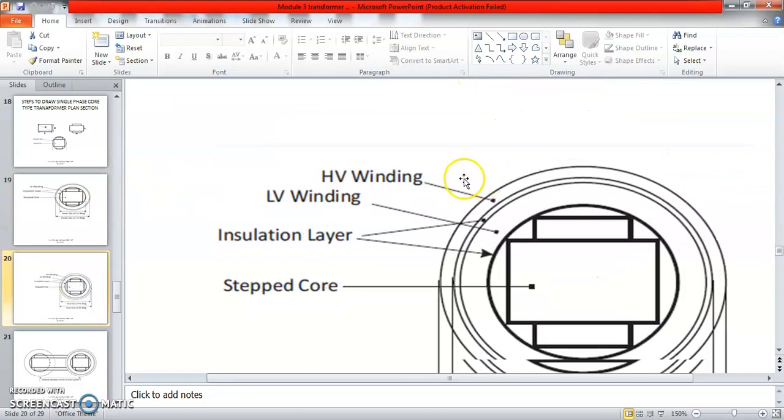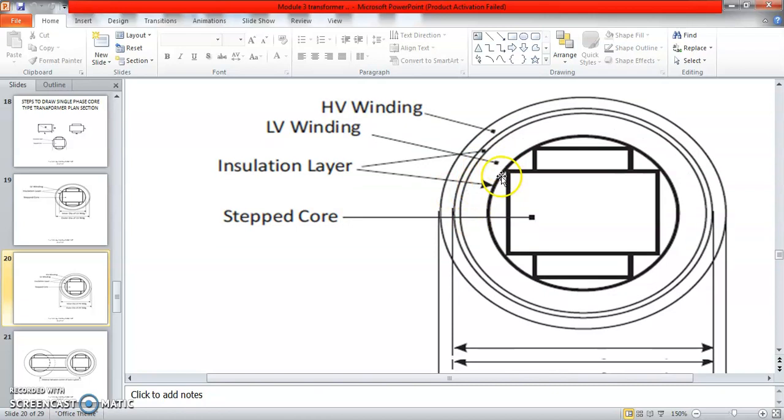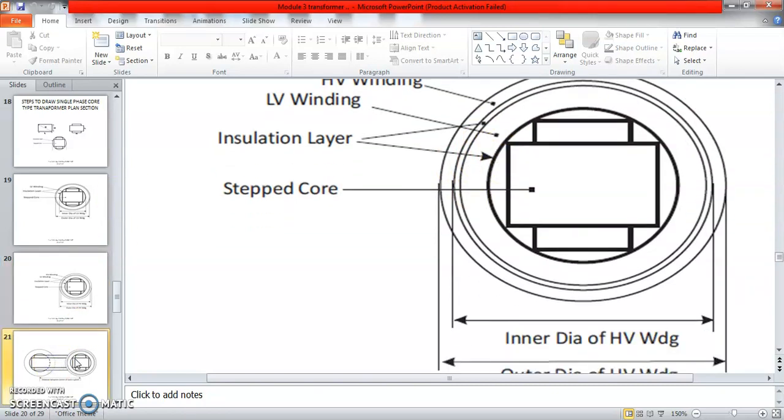Once LV is over, next you have to go for HV. Core diameter, insulation, inner diameter of LV, outer diameter of LV, insulation, and then next will be the HV winding. For the HV winding, the inner and outer diameter have to be drawn. So this will be HV, this will be LV, and this will be HV. Core, LV winding, and this is the HV winding, and between them is insulation. Between this HV and this LV there is insulation. Once you have drawn this core of one limb, next you have to go for the next process.